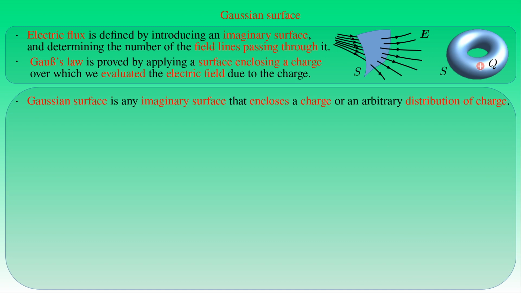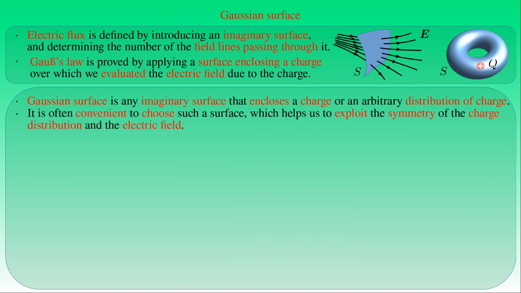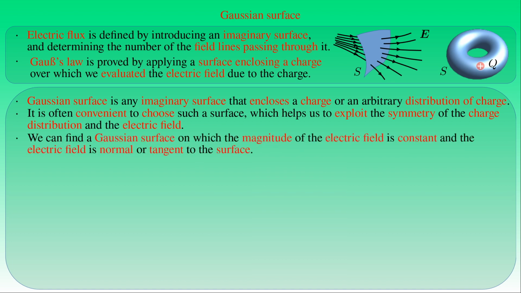Although Gauss's law applies to any closed surface, it is often convenient to choose such a surface which helps us to exploit the symmetry of the charge distribution. The electric field due to a symmetric distribution of charge also exhibits that symmetry in some form, and we can find a Gaussian surface on which the magnitude of the electric field is constant and the electric flux is normal or tangent to the surface. Let us consider some simple examples for Gaussian surface.